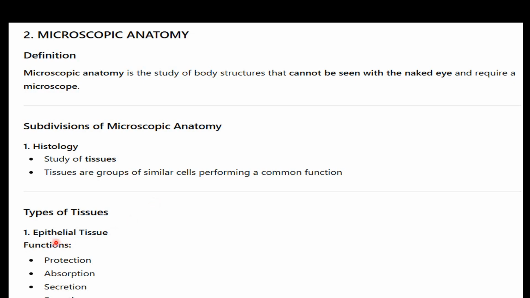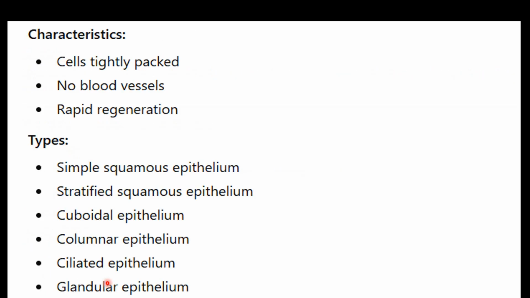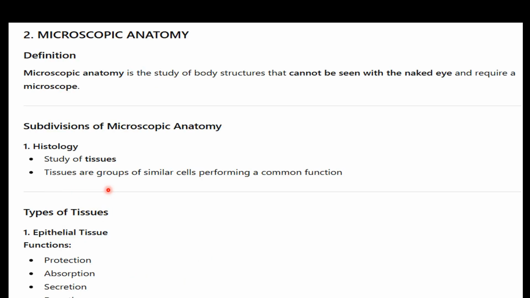So we have epithelial tissue. What is the function of epithelial tissues? Protection, absorption, and secretion. Clear? Now if someone asks you about the characteristics of these tissues, you can simply say that here the cells are tightly packed, no blood vessels are there, rapid regeneration is there, and similarly we have types also, like simple squamous epithelium, stratified squamous epithelium, cuboidal epithelium, columnar epithelium, ciliated epithelium, and glandular epithelium. So these are all the types that come under epithelial tissue. Clear?